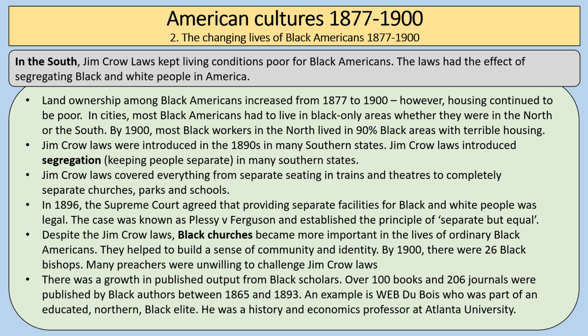There was a growth in published output from black scholars. Over 100 books and 206 journals were published by black authors between 1865 and 1893. An example is W.E.B. Du Bois, who was part of an educated northern black elite. He was a history and economics professor at Atlanta University.